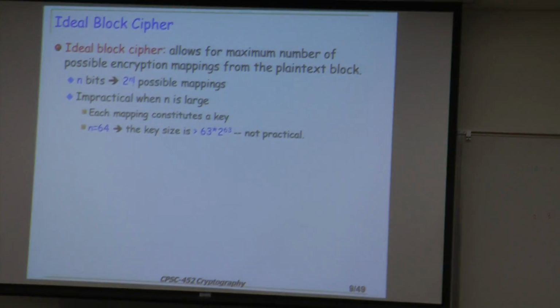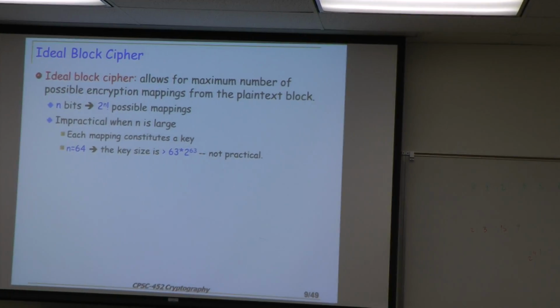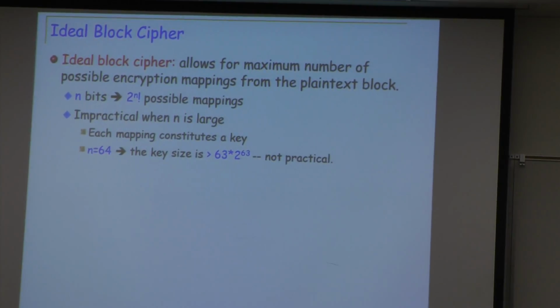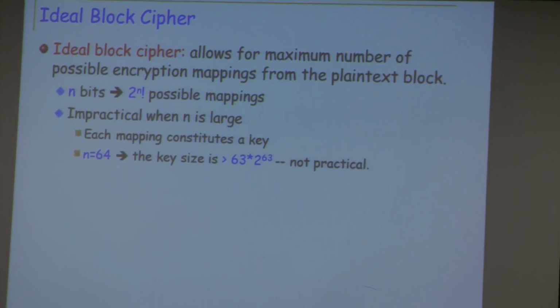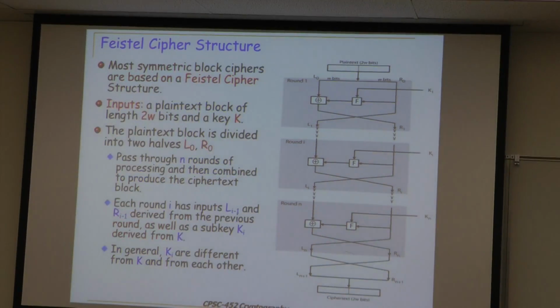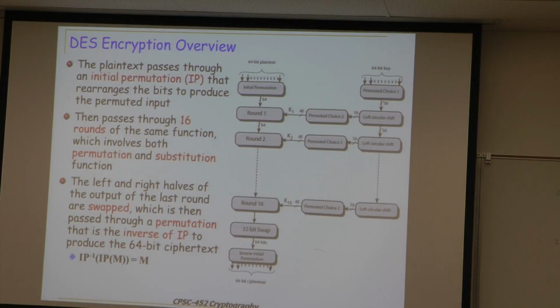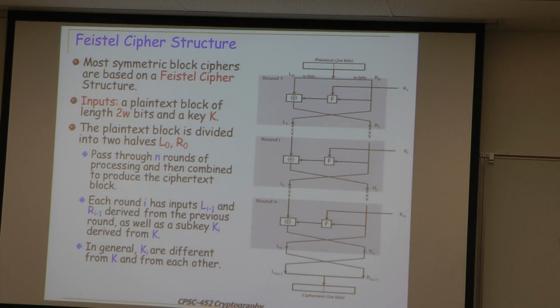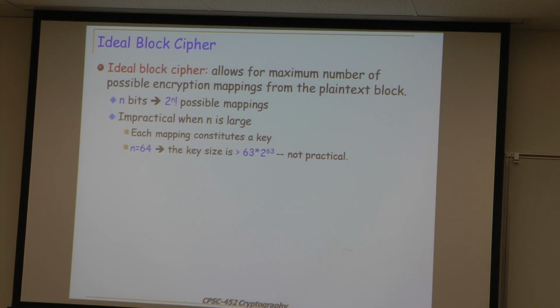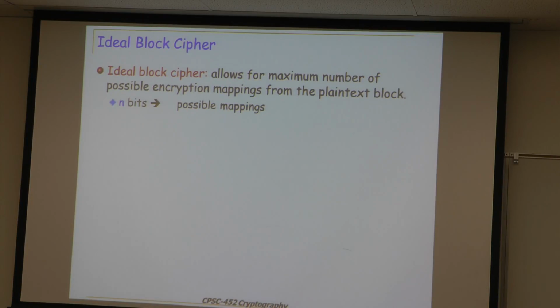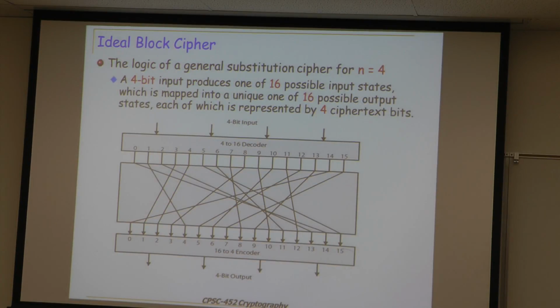Now, why don't we use the ideal block cipher? Why is it not very practical? Well, the reason is that it's not practical because the key size is humongous. Okay? And why is it humongous?